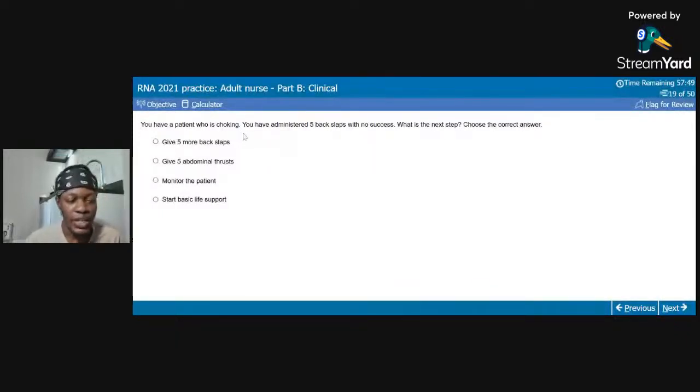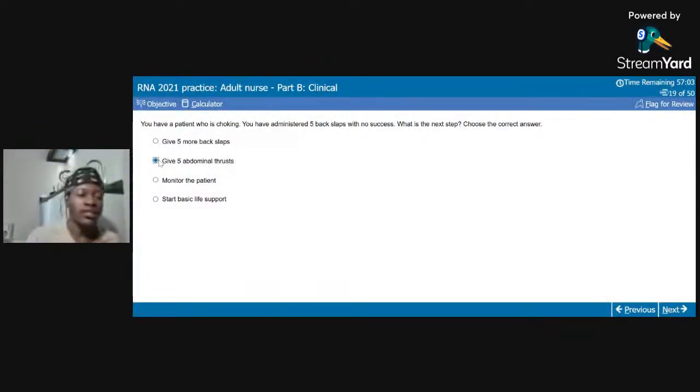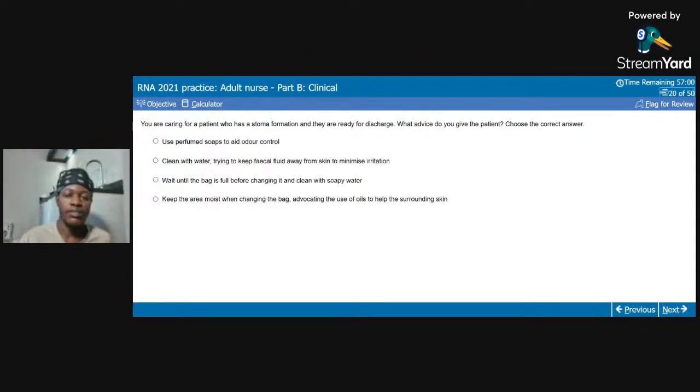You have a patient who is choking. You have administered 5 back slaps with no success. What is the next step? This is the patient's back, and you've given the back slaps. After this is done and it is unsuccessful, what is the next thing you do? You chest, I mean, abdominal thrusts. Let me reshare this screen back. So you give 5 abdominal thrusts.